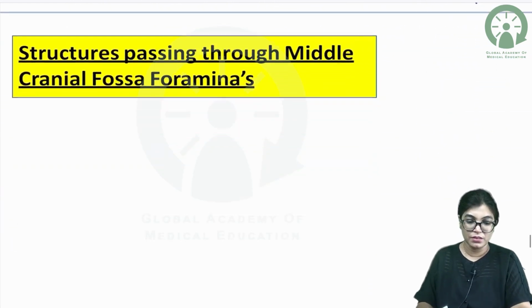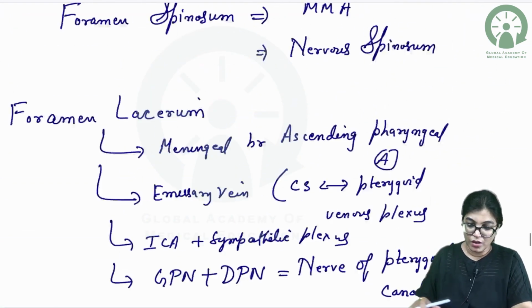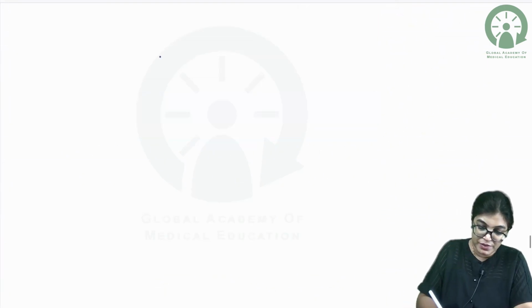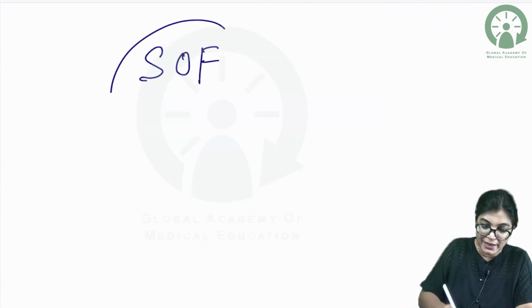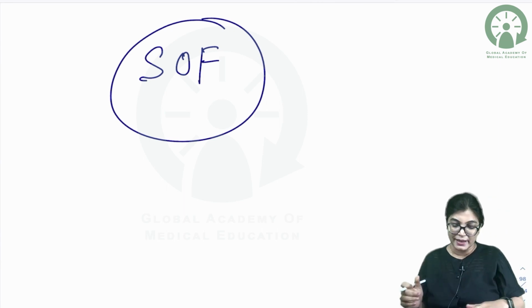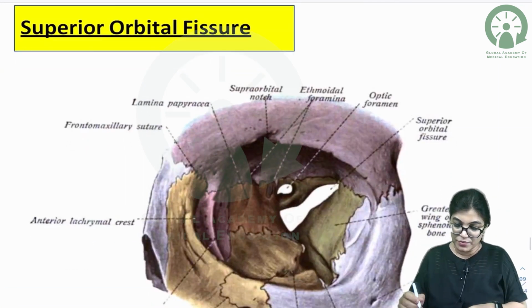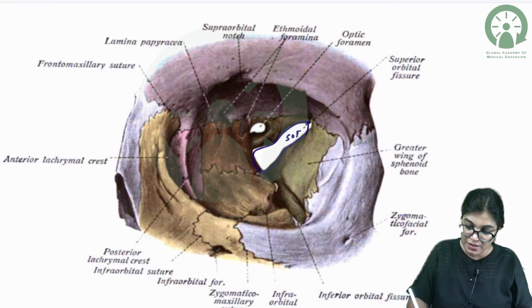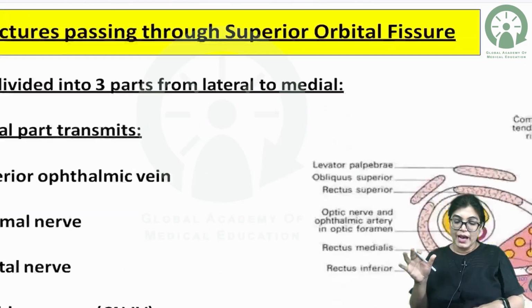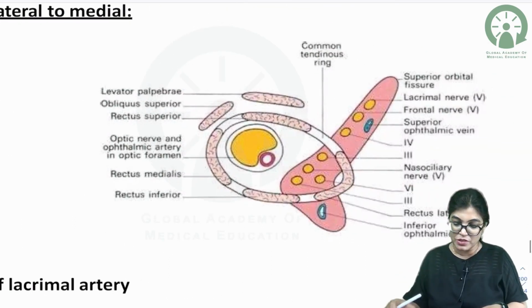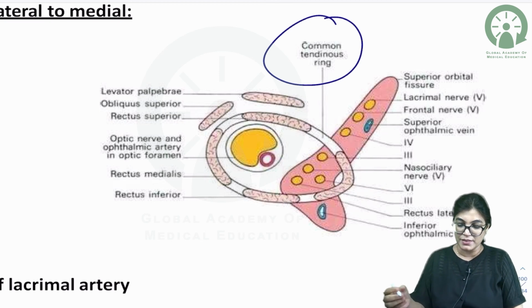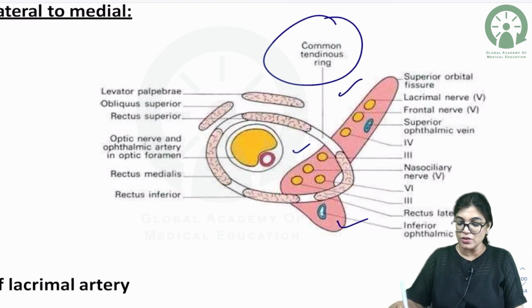Now, in short, we have not talked about the superior orbital fissure. For that, I would like to show you a diagram. You can see in the orbit this retort-shaped opening, this is the superior orbital fissure, which is divided by a common tendinous ring into 3 parts. So we have to know the contents of these 3 parts.